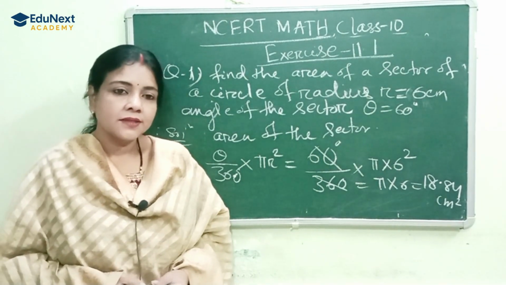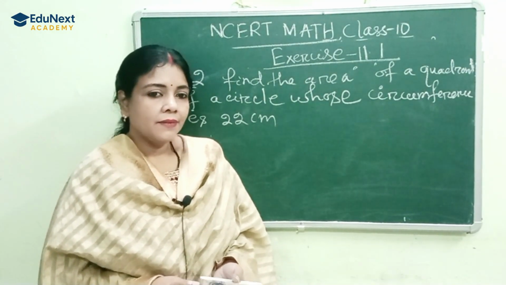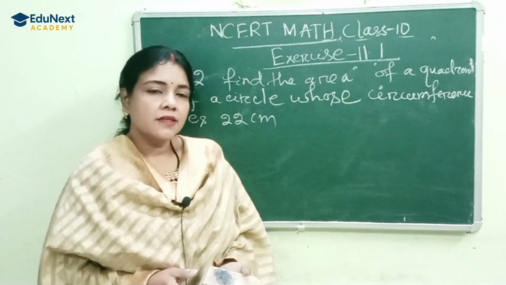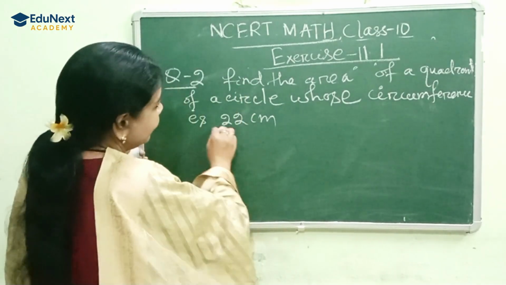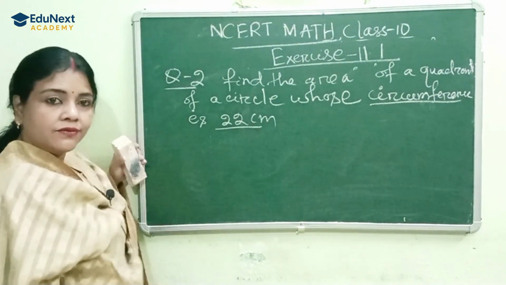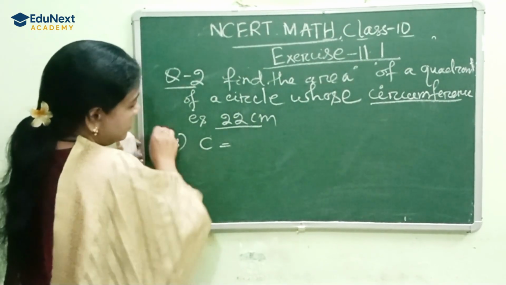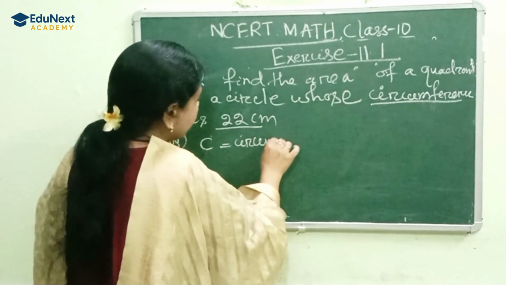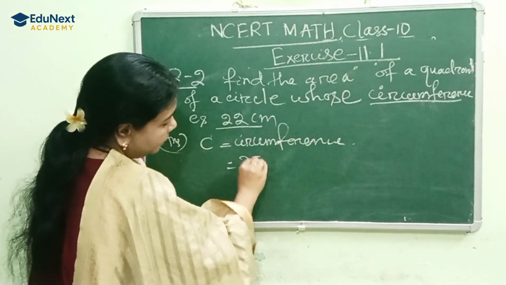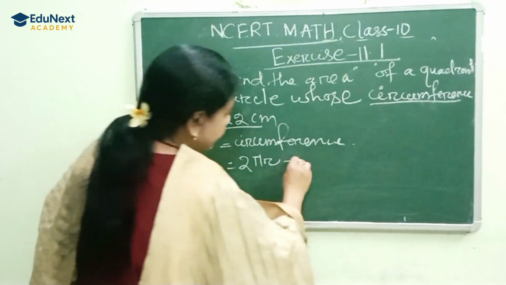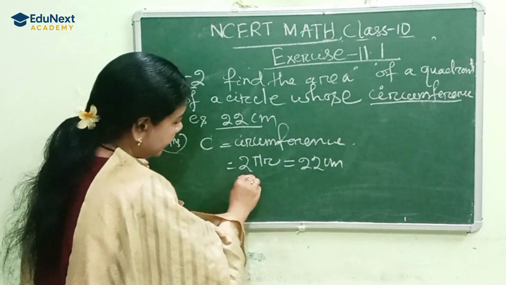Now let us discuss question number 2. The second question of this exercise is: find the area of a quadrant of a circle whose circumference is given as 22 centimeter. Very interesting question from circumference. If I consider C as circumference, that is 2 pi r, and that is given as 22 centimeter. So here we can easily find r, the radius.